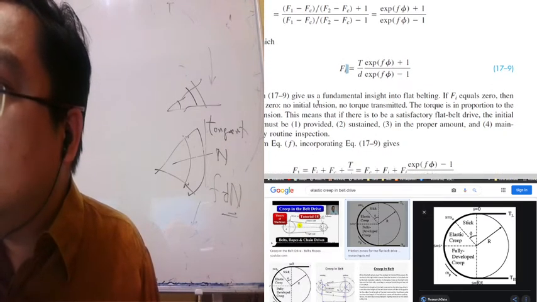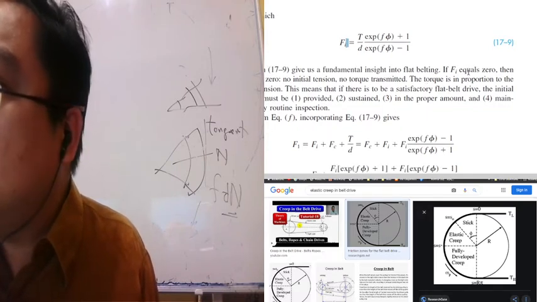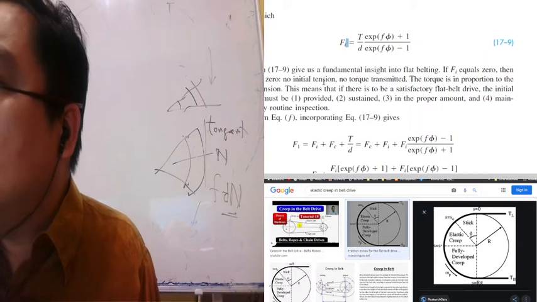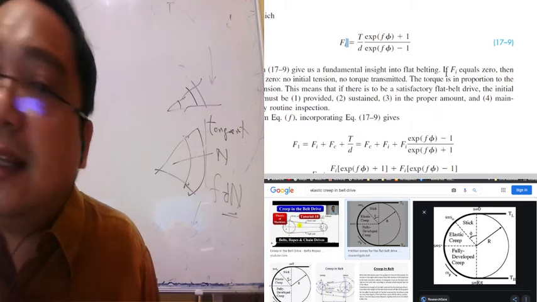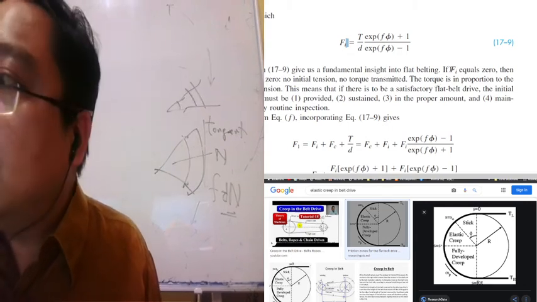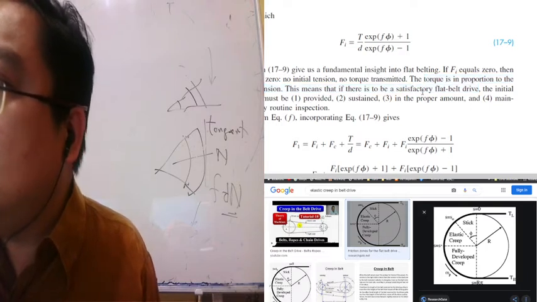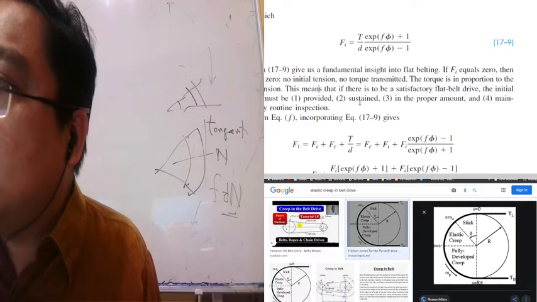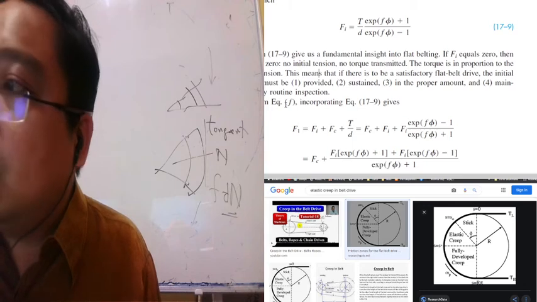Then equation 79 gives fundamental insight into flat belting. If Fi equals 0, then T equals 0: no initial tension, no torque transmitted, meaning that the belt is not moving. The torque is in proportion to the initial tension. This means that if there is to be a satisfactory flat belt drive, the initial tension must be provided, sustained in a proper amount, and maintained by routine inspection.